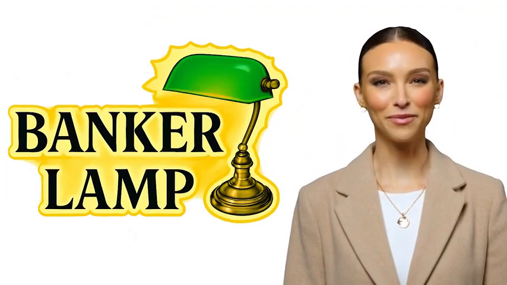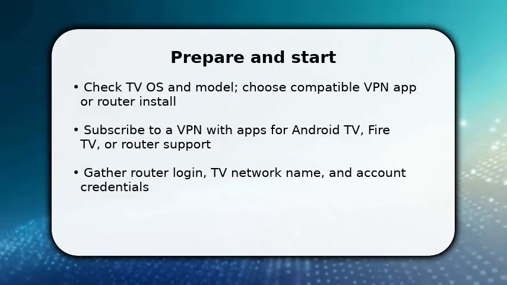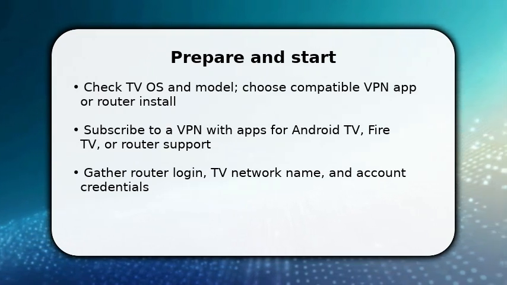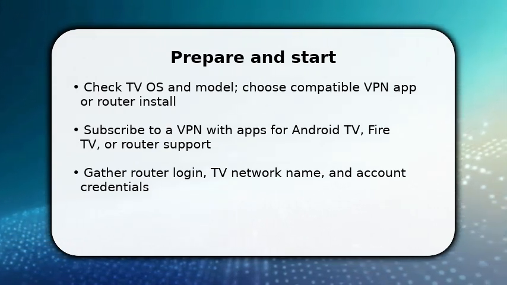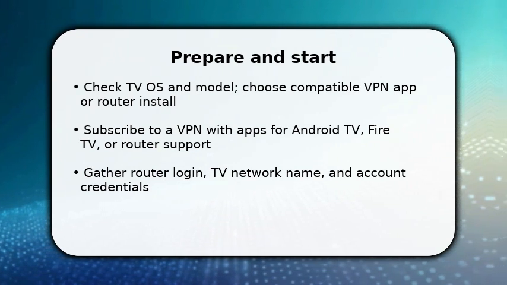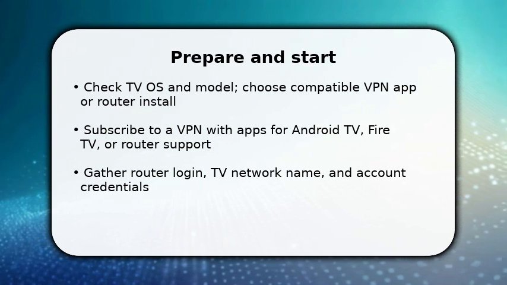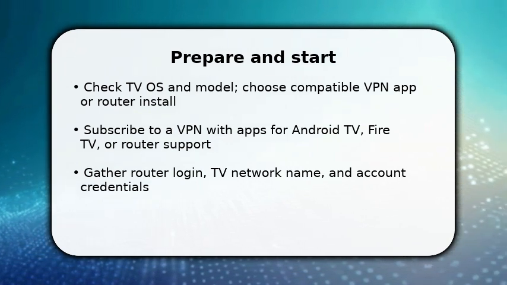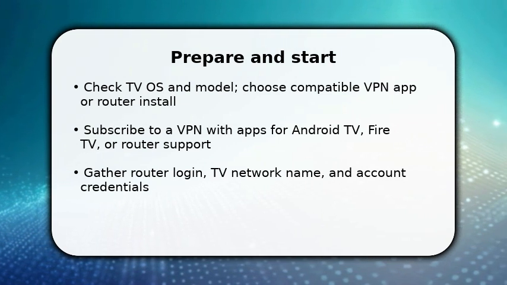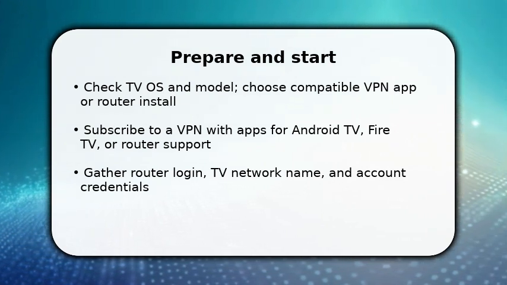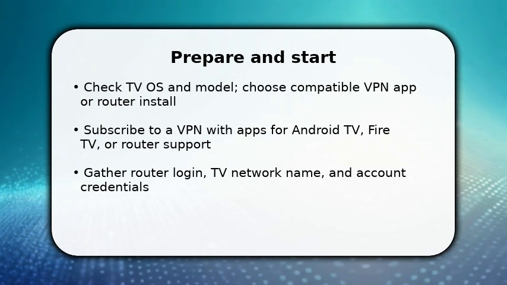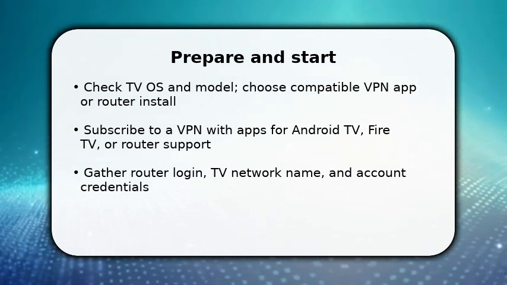Please enjoy the video. You begin by confirming your smart TV model and OS so you pick a compatible VPN method. Sign up for a VPN that supports Android TV, Fire TV, or manual router setup, and note your username and password. Next, decide whether you'll install an app on the TV, sideload, or configure your router. Each changes the steps that follow.